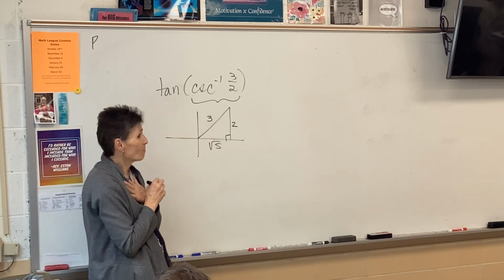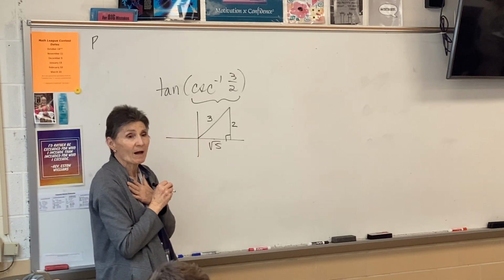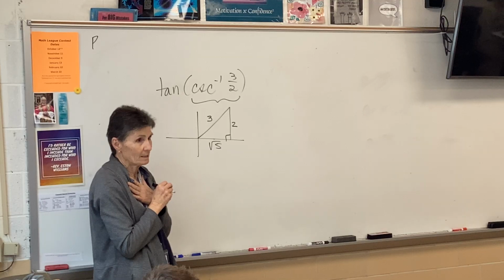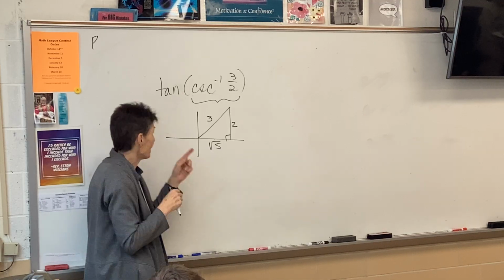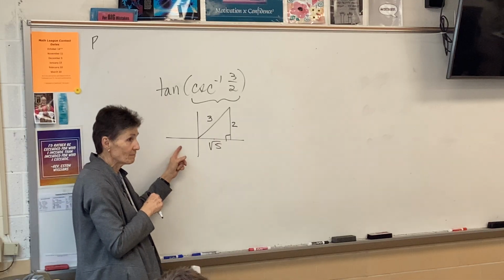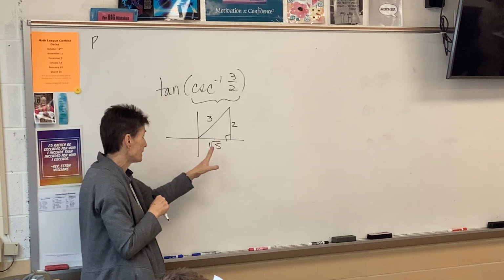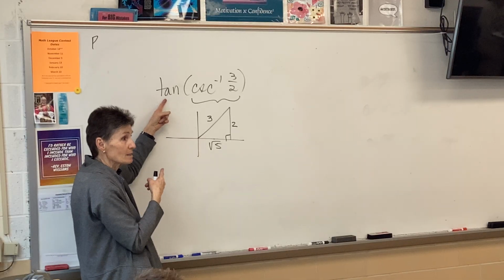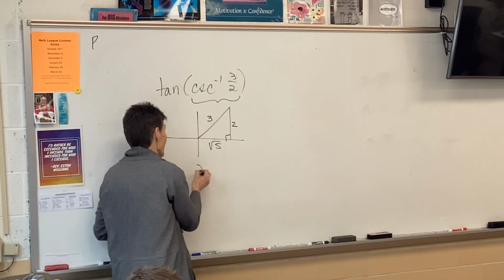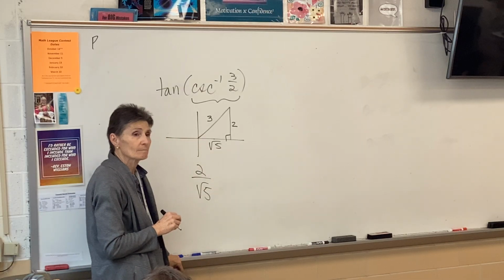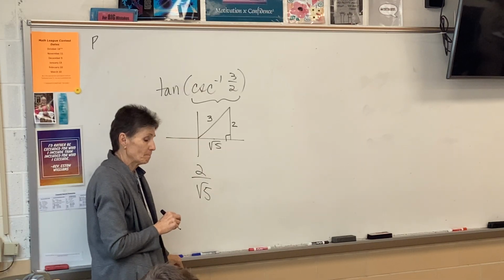Now, it is possible that if I were in a different quadrant, that root 5 would be negative. Does that make sense to you? If my picture were drawn over here, then I would have to make my root 5 negative. That happens, not here. All right, perfect. What do I want to know about this? Tangent. 2 over root 5. Done. Easy peasy. Wow, we got some extra.